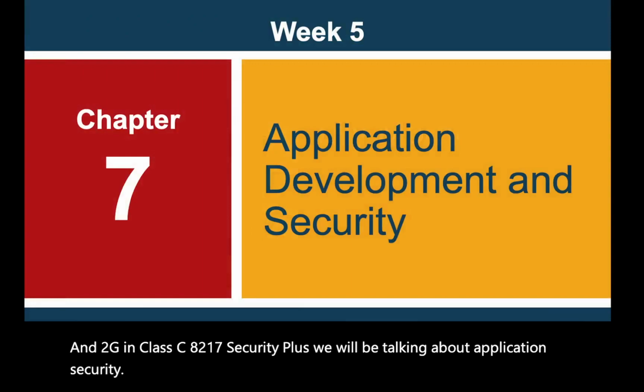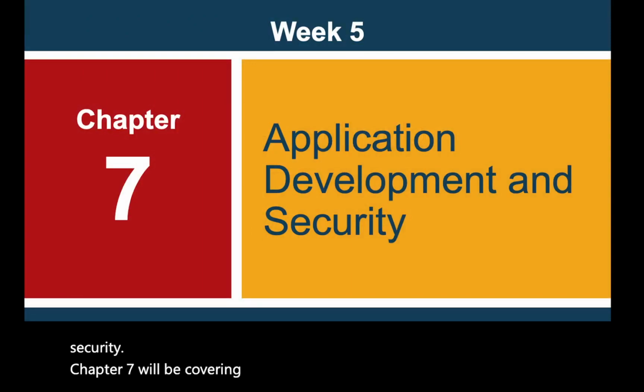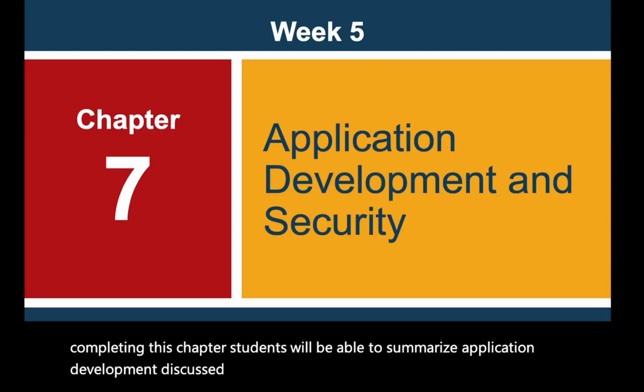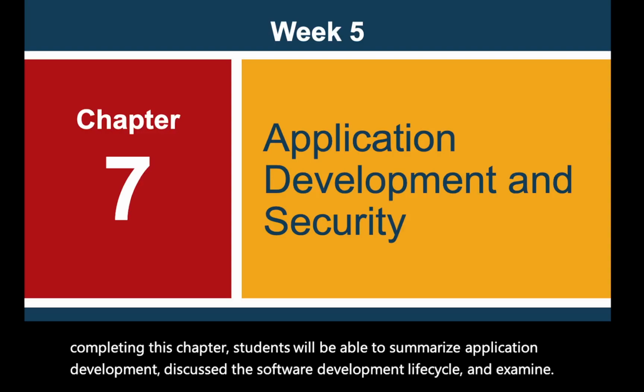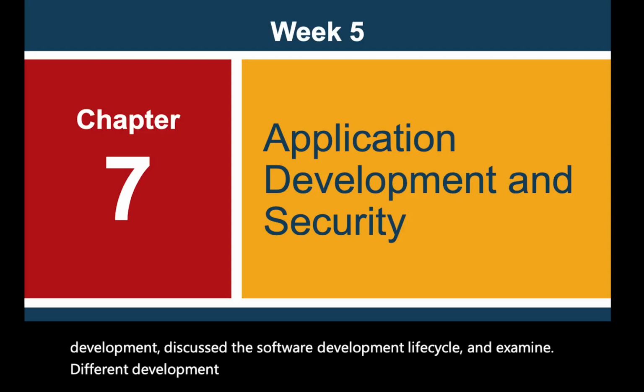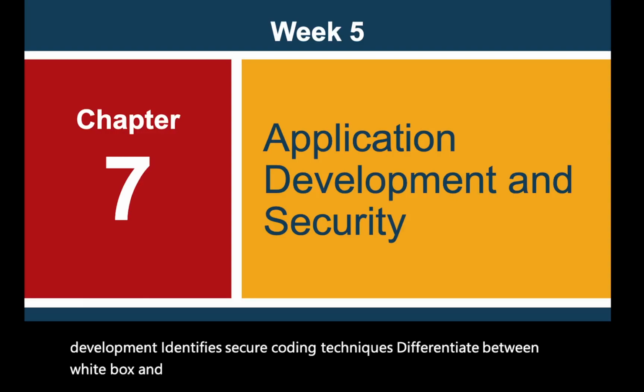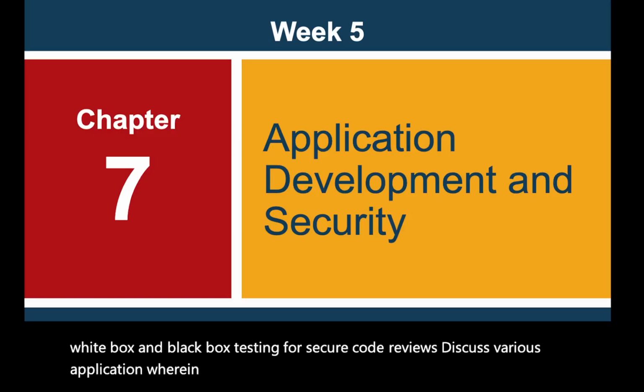Chapter 7 will be covering application development and security. After completing this chapter, students will be able to summarize application development, discuss the software development life cycle, and examine different development models, recognize tools for secure application development, identify secure coding techniques, differentiate between white box and black box testing for secure code reviews, discuss various application vulnerabilities, list common types of application attacks.